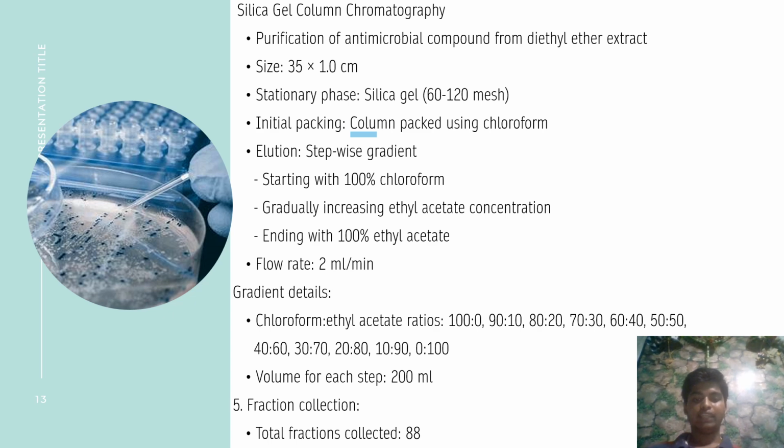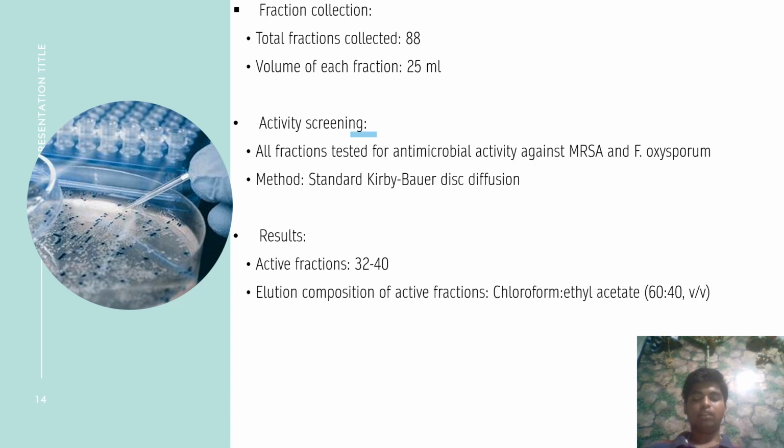So basically, different ratios of chloroform to ethyl acetate were taken, and the volume for each step was 200 ml. The total fractions collected from this were 88, and the volume of each fraction was about 25 ml. Active screening was done for all the fractions, which were tested for antimicrobial activity against MRSA and Fusarium oxysporum, and the method used was the standard Kirby-Bauer disk diffusion method. The result we got was active fractions 30 to 40, and the elution composition of the active fractions was chloroform to ethyl acetate 60 to 40 volume by volume.